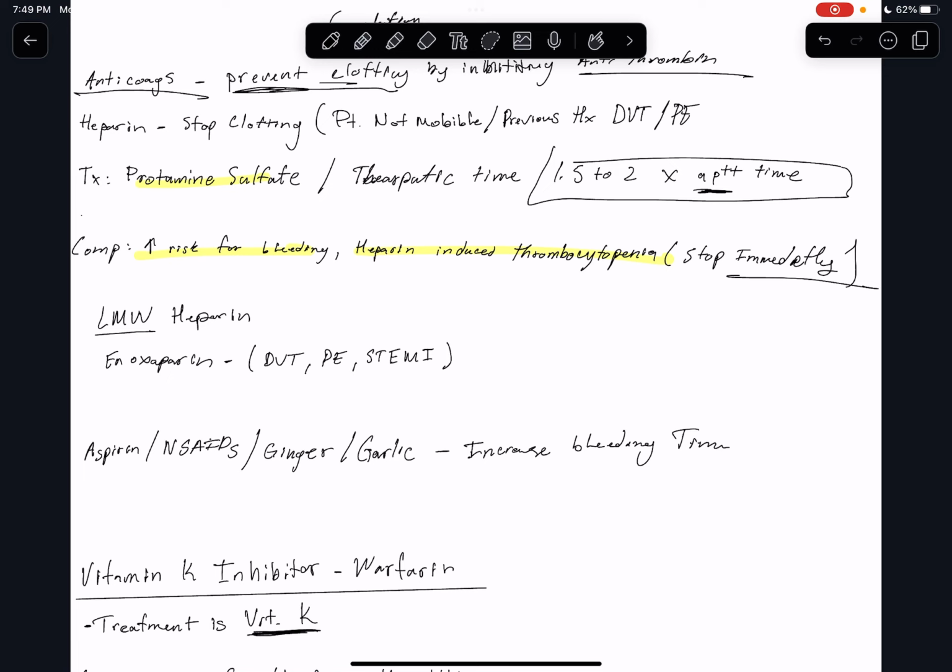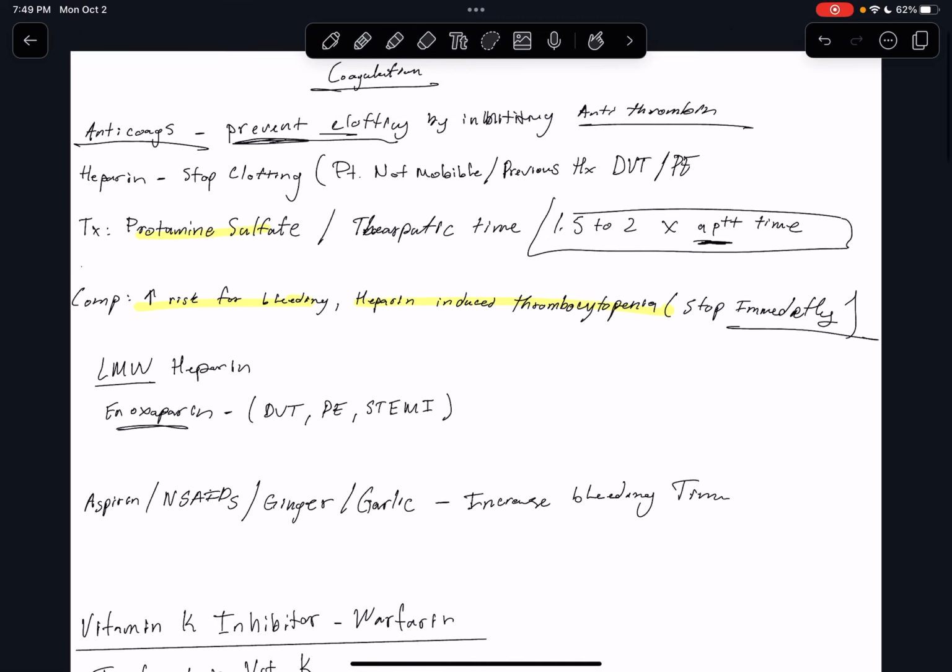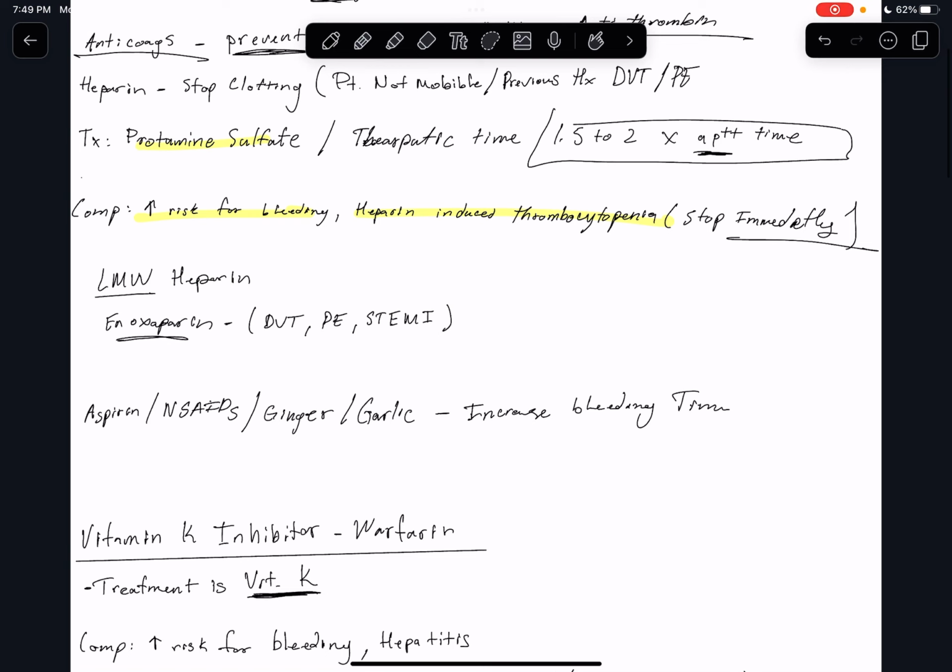Low molecular weight heparin, which is the enoxaparin that I said earlier. You use it to treat DVTs, PEs, and STEMIs. For those of you that don't know what a STEMI is, this is what a normal EKG should look like. There should be a little hump here as well.